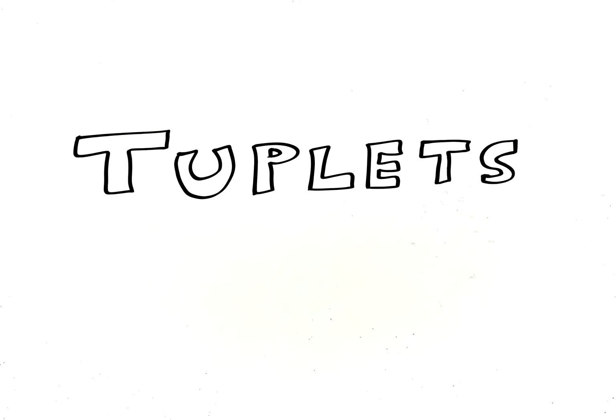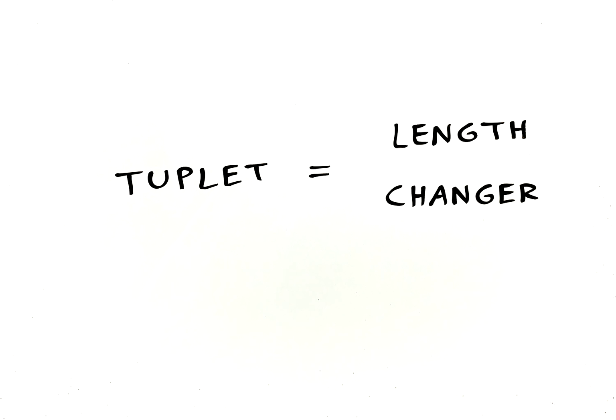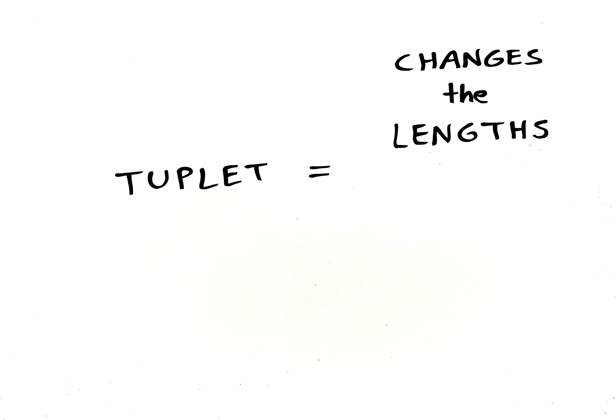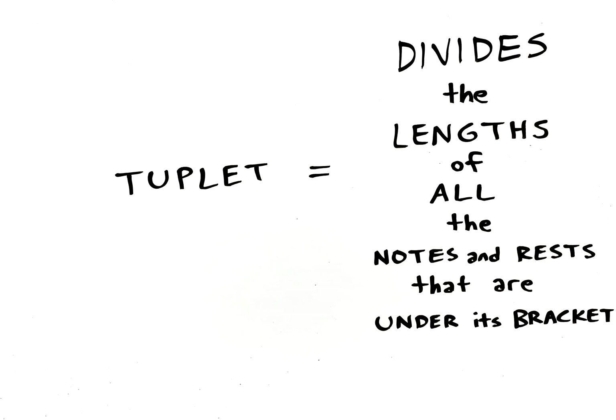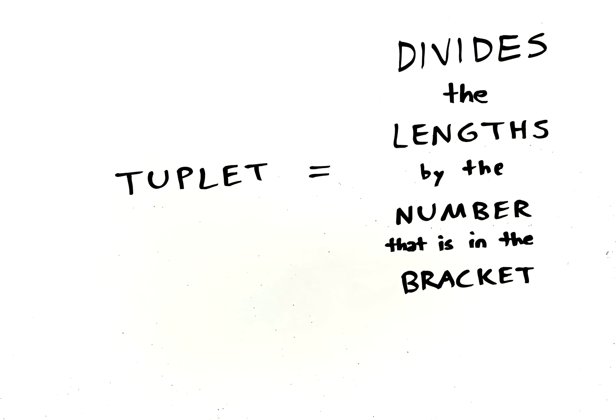Now let's talk about tuplets. Again, forget everything you know, and start with this one rule. A tuplet is a length changer. All that means is that a tuplet changes the lengths of all the notes and rests that are under its bracket. Now, how does it change them? Specifically, it divides them by the number that is in the bracket. For example, let's take 4 quarter notes. Using the C-point method, we can define them with the code 1/4, 1/2, 3/4, 1.